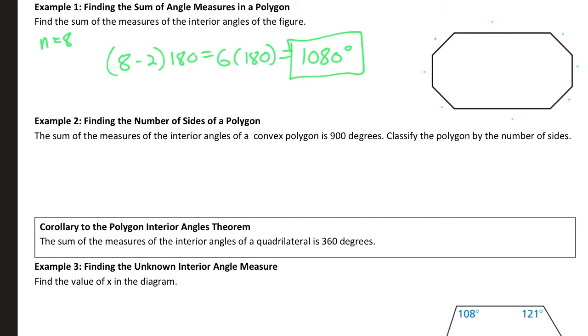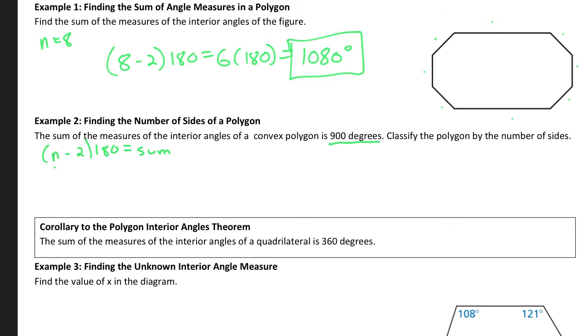So moving ahead, what if you're given the sum, okay, and you're trying to find the number of sides? So in this example, it says the sum of the measures of the interior angles of a convex polygon is 900 degrees. And we're going to classify it by its number of sides. So we have to find the number of sides. So our formula was the number of sides minus 2 times 180 is the sum. So in this example, we know the sum, but we don't know the number of sides.